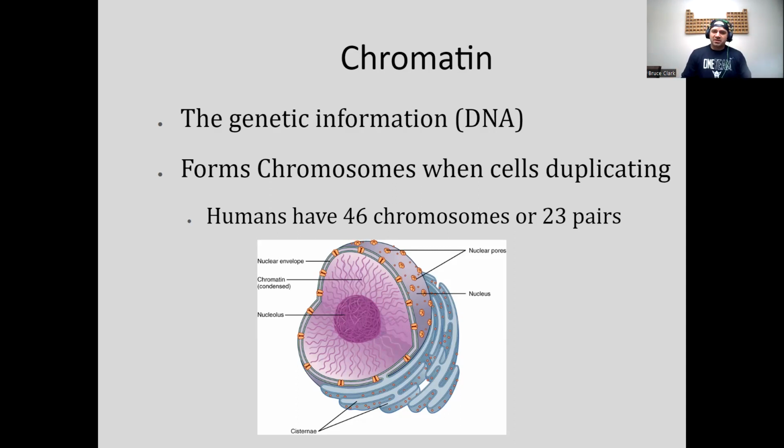When your cells are going to duplicate, so when we're going to make copies, your chromatin is going to form what's more commonly known as chromosomes, and it's probably a term you're familiar with. As humans, we all have 46 chromosomes that are divided into 23 pairs. There are some human beings that might have 47, and a few that might have 45 chromosomes. We'll get into that with genetics. That is not usual, and there are some disorders associated with those.